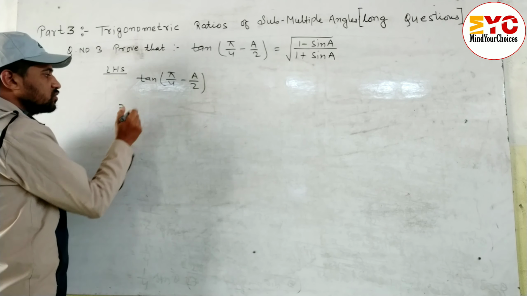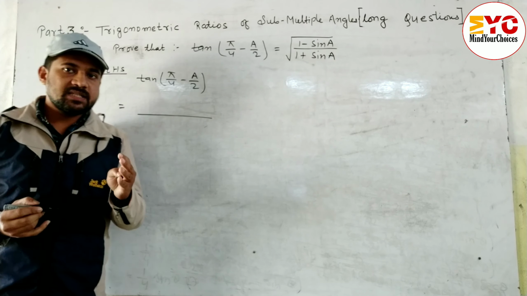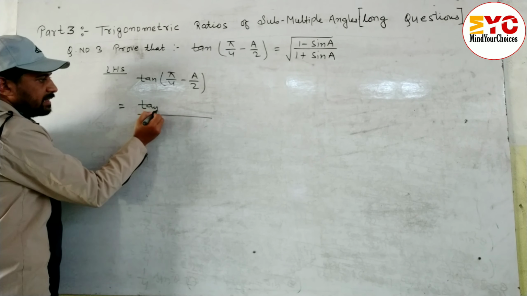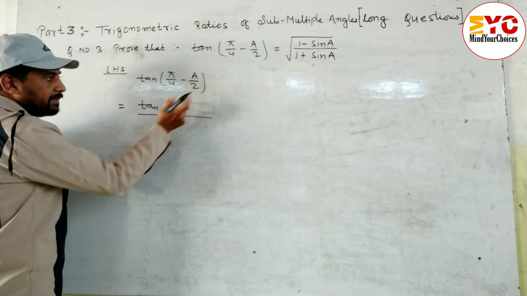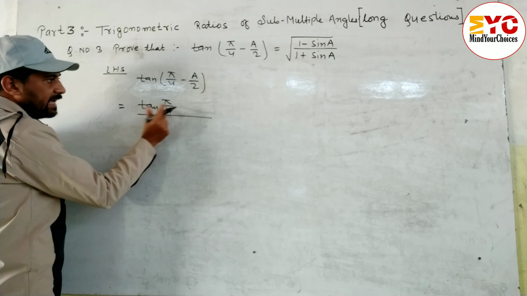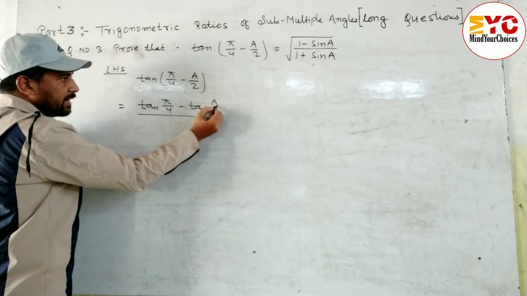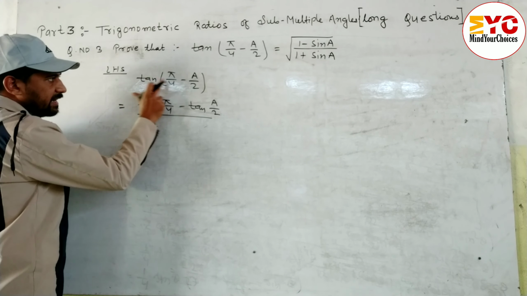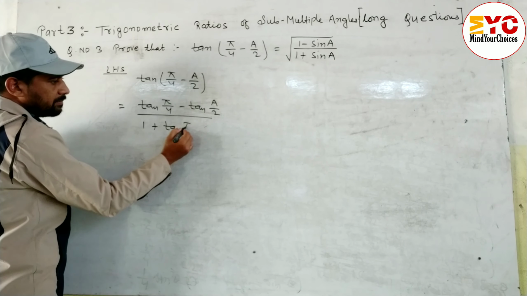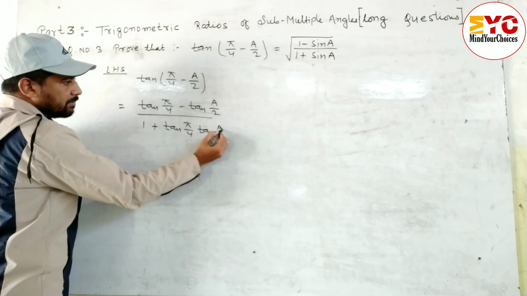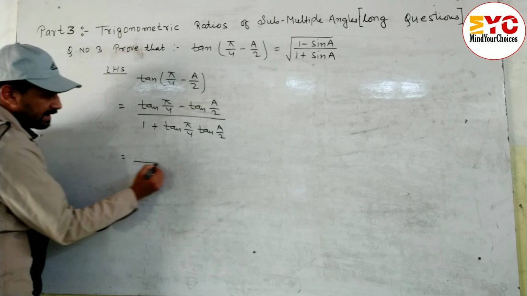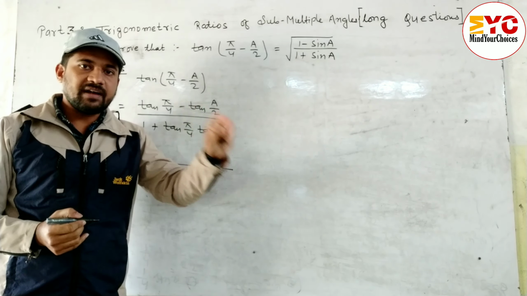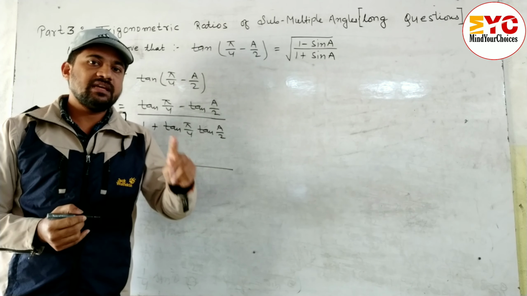This is in the form of tan(A − B), so we can use the formula of tan(A − B), which is (tan A − tan B)/(1 + tan A tan B). So we can write here π/4 in the place of A, and A/2 in the place of B: (tan π/4 − tan A/2)/(1 + tan π/4 tan A/2). Okay, up to here. Now tan π/4, π means 180, 180 by 4 means 45. Tan 45, the value of tan 45 is 1.